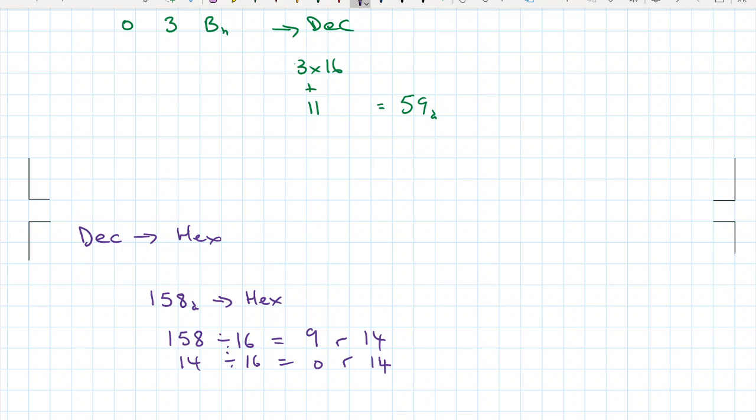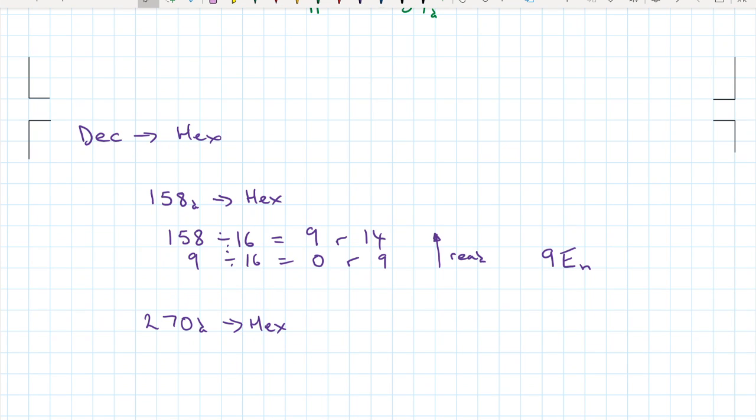Oops, sorry, done that wrong. So it goes 9 remainder 14. Then we should go 9 divided by 16 goes 0 remainder 9, and then we read back up. So that's the way that we read our number. So what we've got is 9, and then 14 is E. So 158 decimal is 9E in hex.